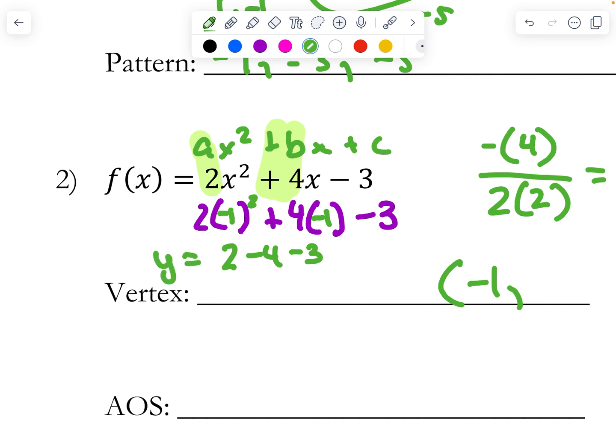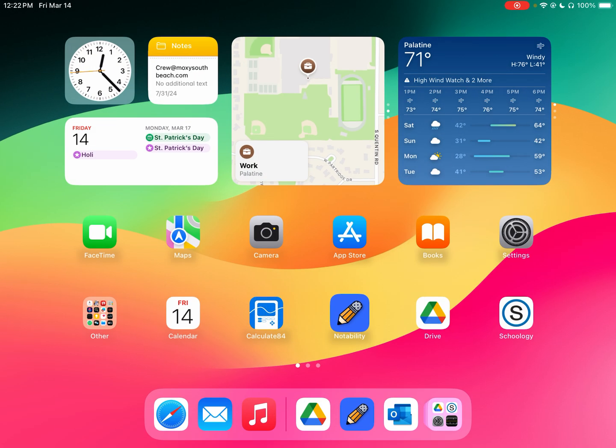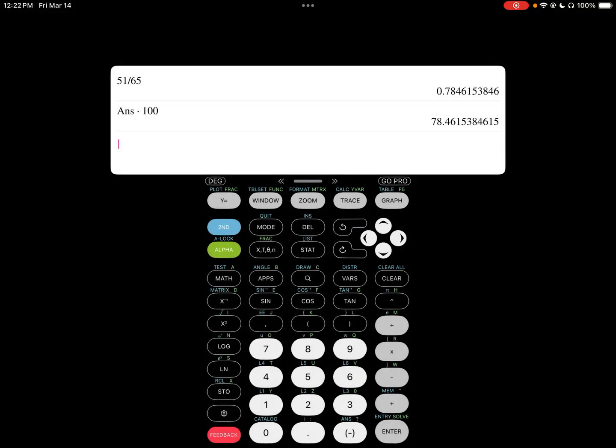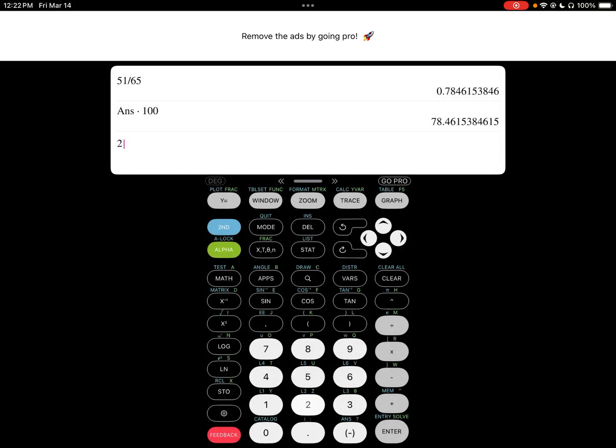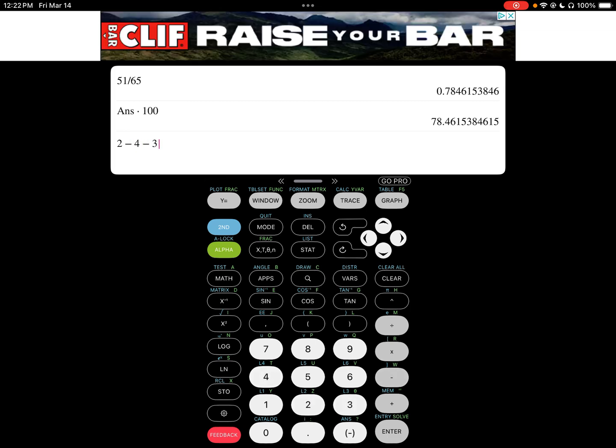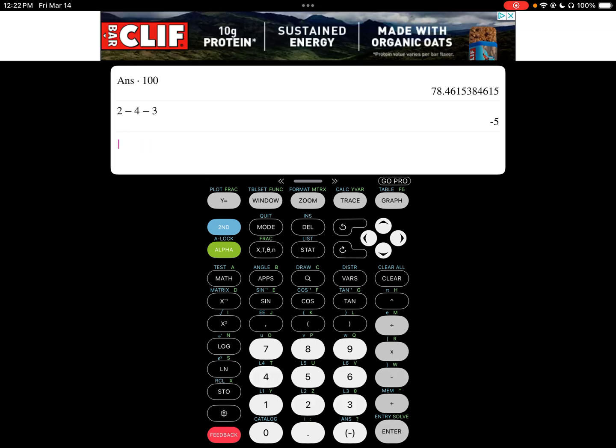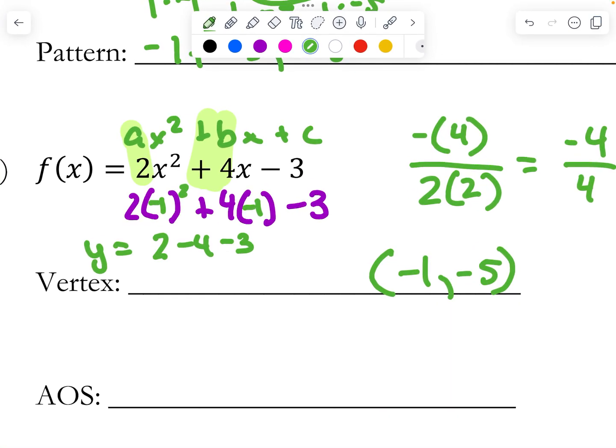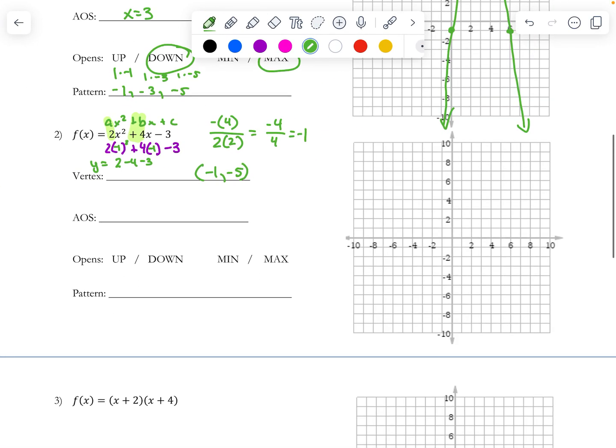So my y value here, my f of negative b over 2a, should be 2 minus 4 minus 3, or essentially 2 minus 7, which ends up being -5. And again, we can just do that in our calculator. I'll show you right here. All right, we're going to do 2 minus 4 minus 3. Enter, -5. And that's it. So I've got my y, my vertex. So let's plot that right now.